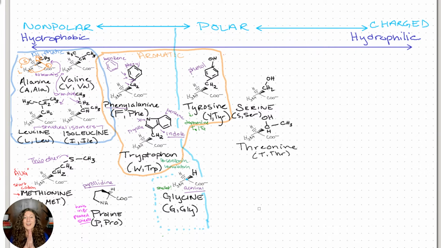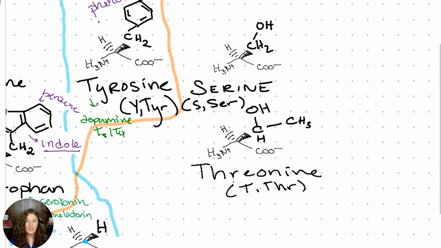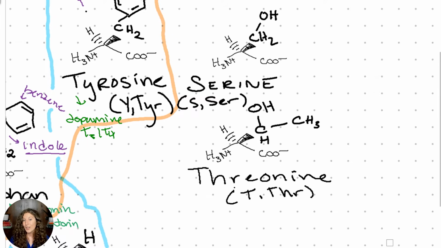All right, our next two are serine and threonine, and these are two of our biggest players on the MCAT, and let me show you why. So zooming in here, we can see that both serine and threonine have hydroxy groups. So that's definitely what makes them polar, because hydroxy groups are able to hydrogen bond with water. They're happy to hang out with water.